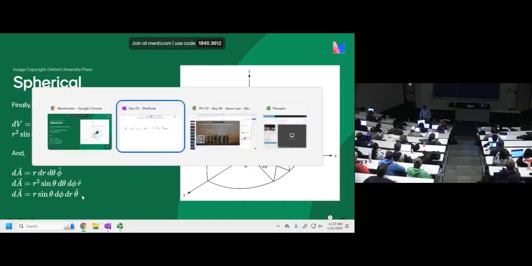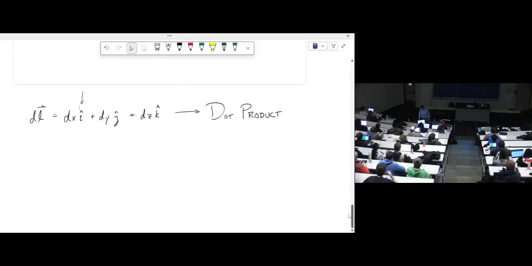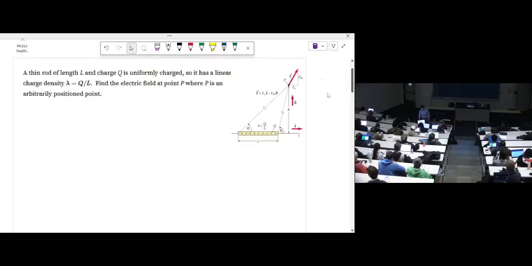Okay, without further ado, let's take a look at this first problem that I have set out for you. A thin rod of length L and charge Q is uniformly charged so that it has linear charge density lambda equal to Q over L. Find the electric field at a point P, where P is an arbitrarily positioned point. So I'm looking at this point P here, trying to figure out what the electric field is at that point.